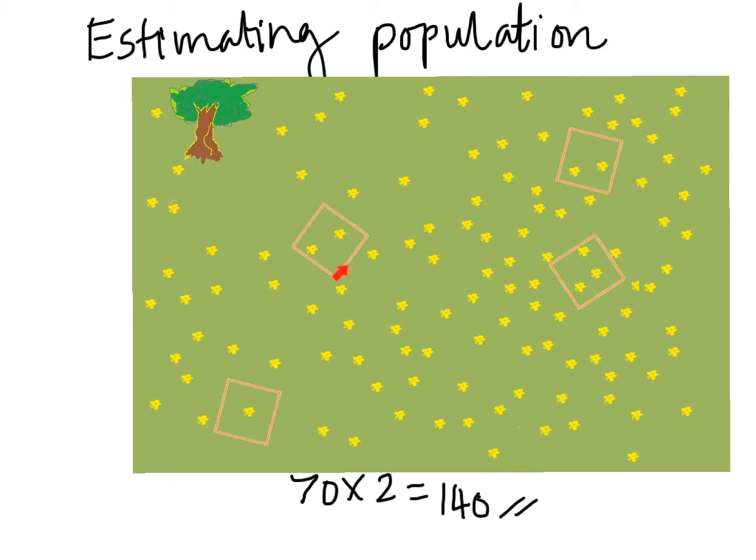Okay, so how do we improve the accuracy? Accuracy means how close you are to the real value, and the only way to improve that is by taking more samples. Okay, so let's have a look at how we can get another estimate of the same number, the population of daffodils in the same field, but by using more samples.